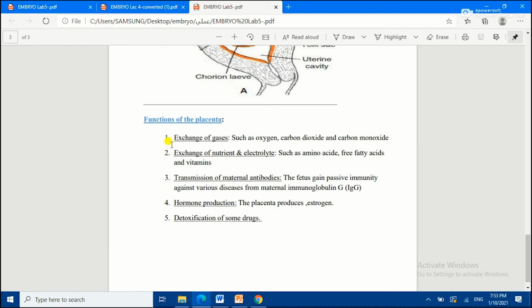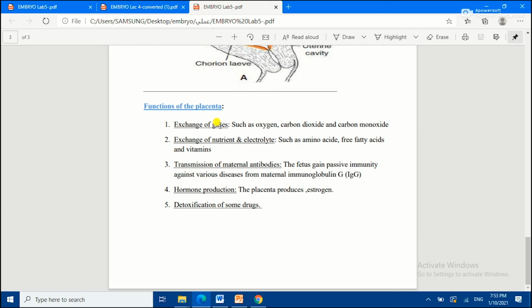First of all, as you know, it is the exchange of gases, like oxygen, carbon dioxide, carbon monoxide. Okay, so there is an exchange of gases between the mother and the fetus. The second one is the exchange of nutrients and electrolytes, like amino acids, free fatty acids, and vitamins that are necessary for the development of the fetus.